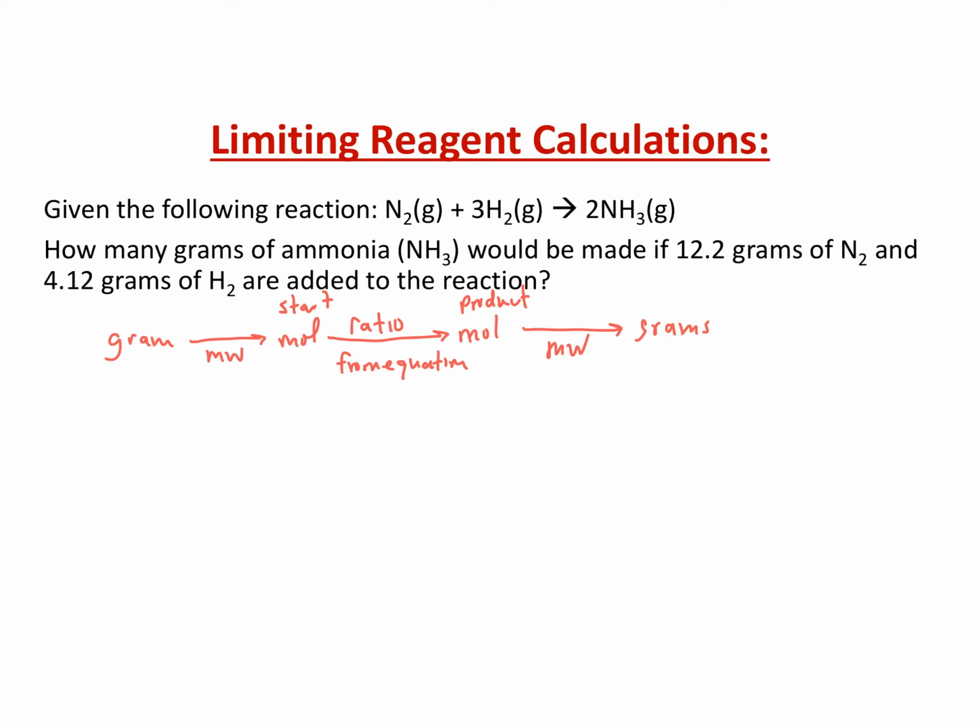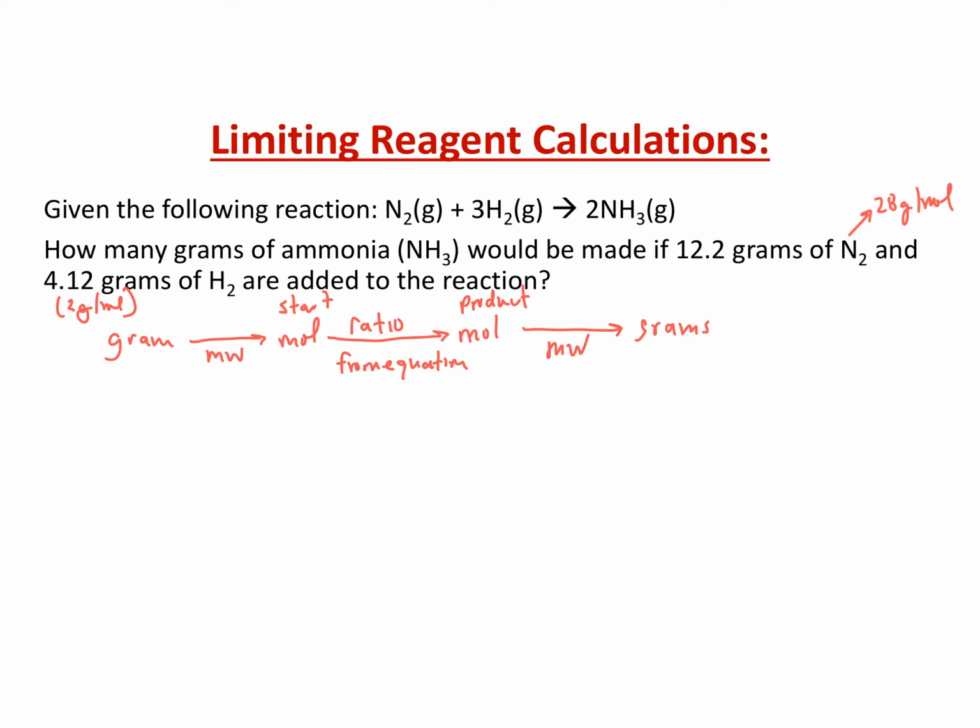So we're given the following reaction, the Haber process. Nitrogen reacts with hydrogen to produce ammonia. How many grams of ammonia would be made if 12.2 grams of nitrogen, which is 28 grams per mole, and 4.12 grams of hydrogen, that's 2 grams per mole, are added to the reaction? Well, to determine our limiting reagent, we should probably calculate how much I could make for both of those.